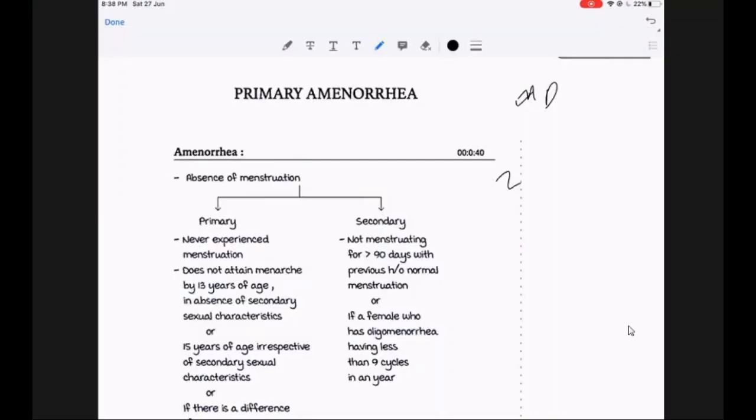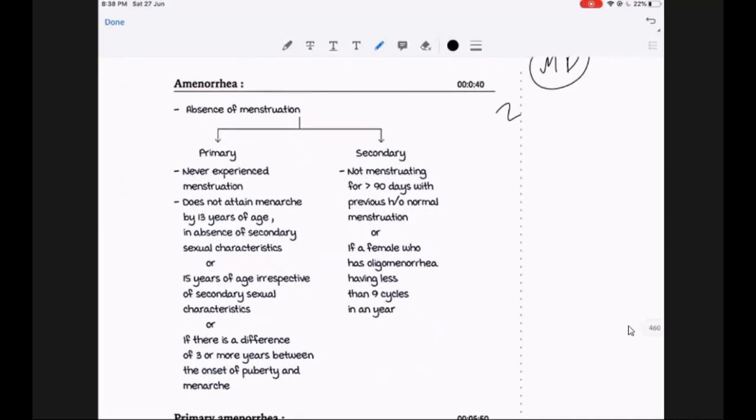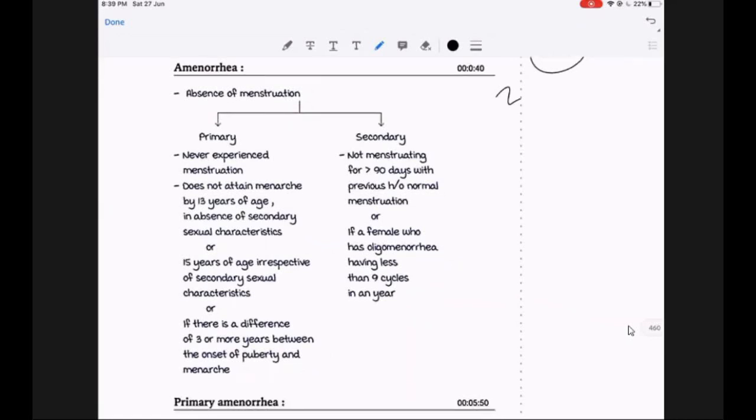Primary amenorrhea, as simple as possible. Importantly, for any female, you need to have your Mullerian duct formed. What is menstruation? Menstruation is basically a physiological process that happens in every female. If she does not experience this at all in her whole life, then you call it primary amenorrhea.